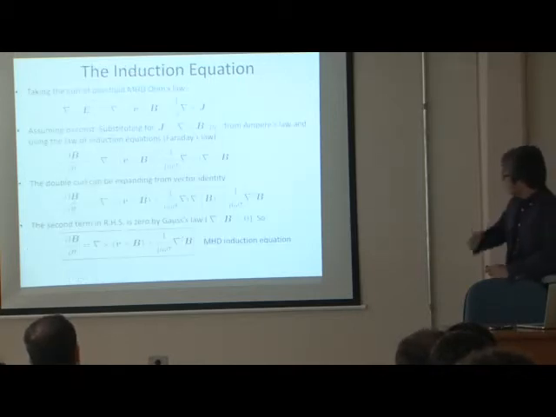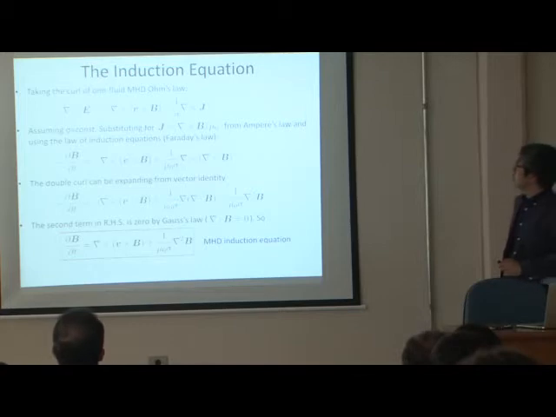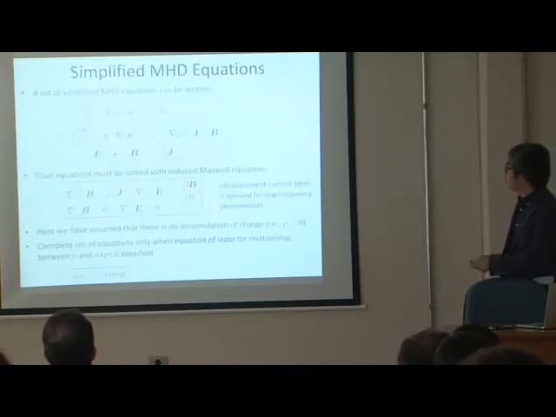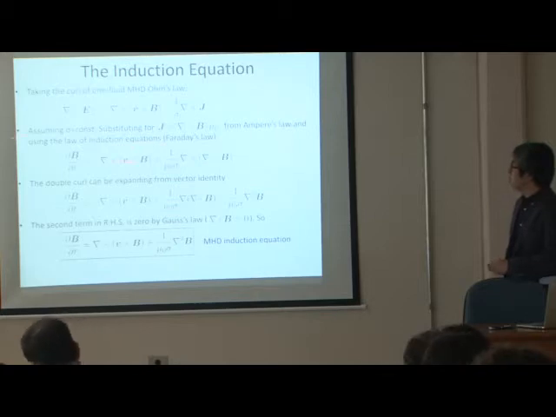Next, we try to simplify these equations further. First, think about the induction equation. Here we take the curl of the one-fluid MHD Ohm's law. So curl E equals minus curl of V cross B plus 1 over sigma times curl J, assuming sigma is constant. Then we substitute J equals nabla cross B from Ampere's law, and using the Faraday equation for the induction equation, it is written like this.